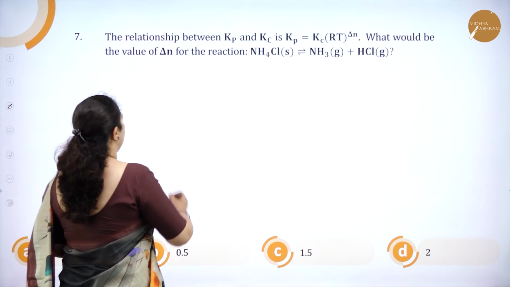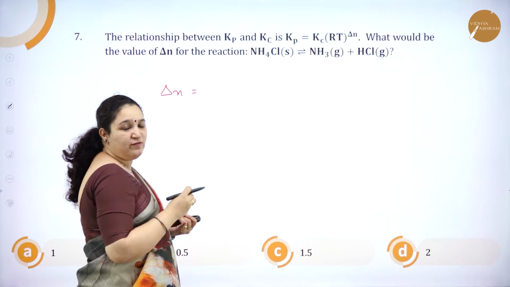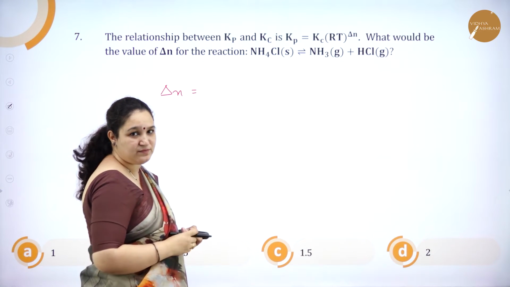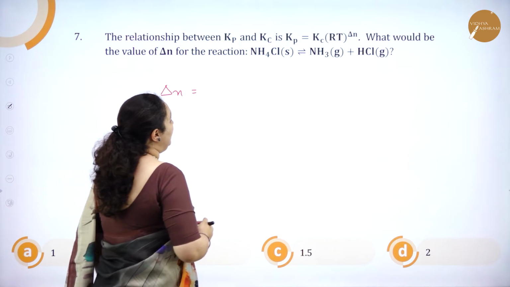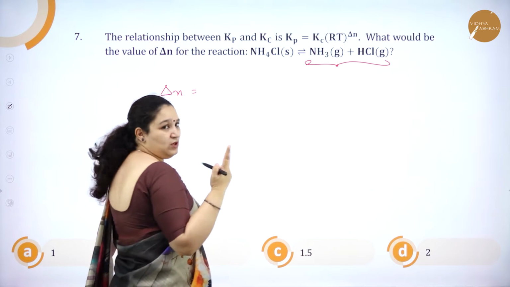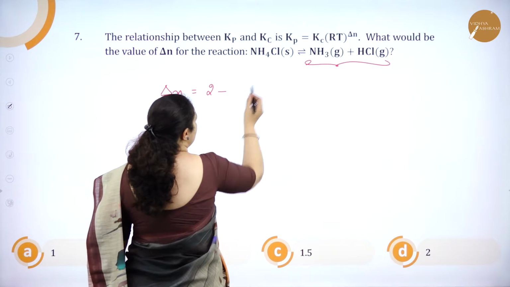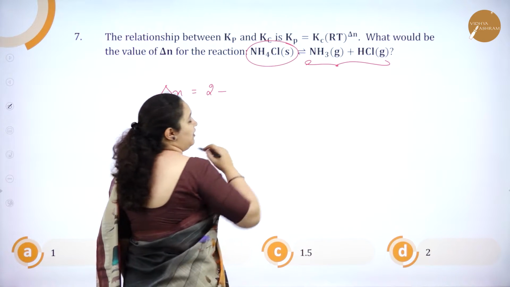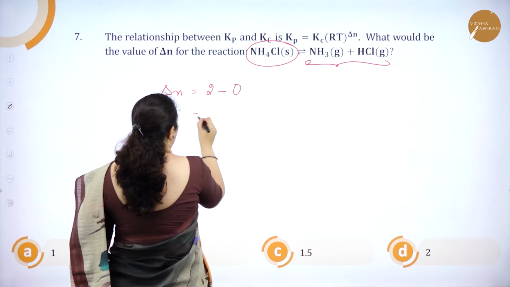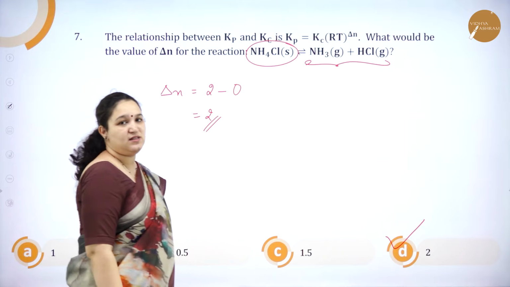So we shall solve delta N. What do you mean by delta N? Number of moles of gaseous products minus number of moles of gaseous reactants. So in the product side, how many gases are there? 2 moles. So 2 minus, is this a gas? It is a solid. So I don't have anything in the reactant side, so it is 0. Answer is 2. Option D is the correct answer.